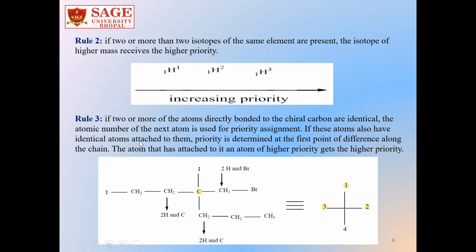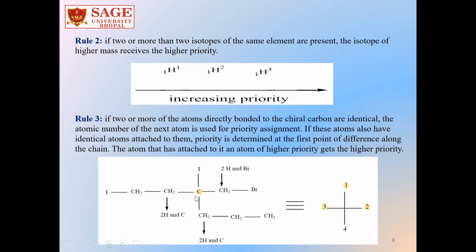And rule number 3 is if 2 or more of the atoms directly bonded to the chiral carbon are identical, the atomic number of the next atom is used for priority assignment. So if these atoms also have identical atoms attached to them, priority is determined at the first point of difference along the chain. The atom that has attached to it an atom of higher priority gets the higher priority. So what does it mean?